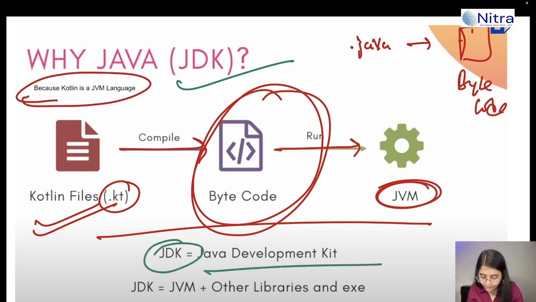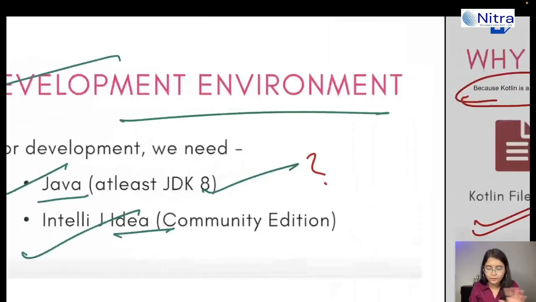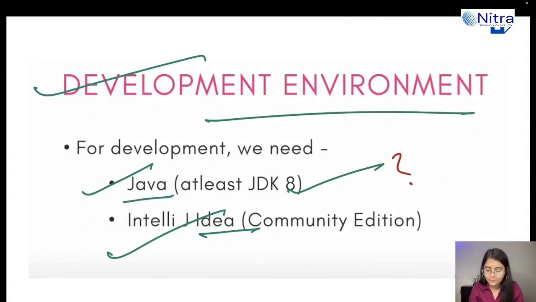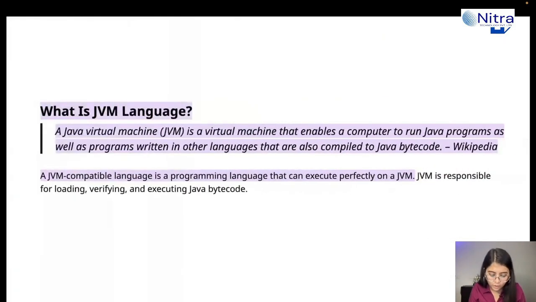Basically JDK is the Java Development Kit, and it is a combination of the JVM and other libraries. This is just for your theory knowledge, don't get confused too much. I'm just going to explain why we install JDK. Long story short, it is because Kotlin is a JVM language. Now let me help you understand what a JVM language is and why Kotlin is a JVM language.